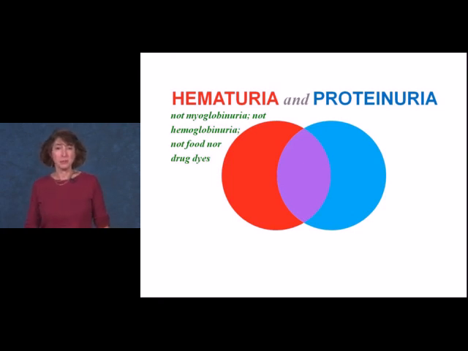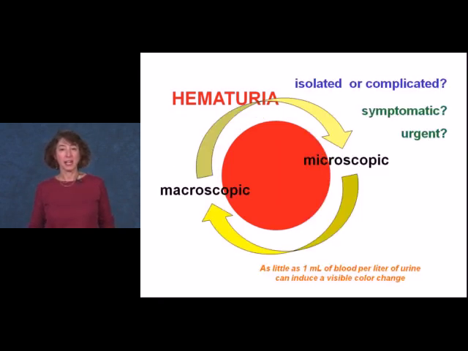And so starting with hematuria, I want to emphasize for the purpose of this discussion, we're not talking about myoglobinuria or hemoglobinuria or food or drug or dyes that change the dipstick. We're talking about true hematuria. And it's a little clinical pearl that as little as 1 ml of blood in a liter of urine is enough to induce a visible color change.